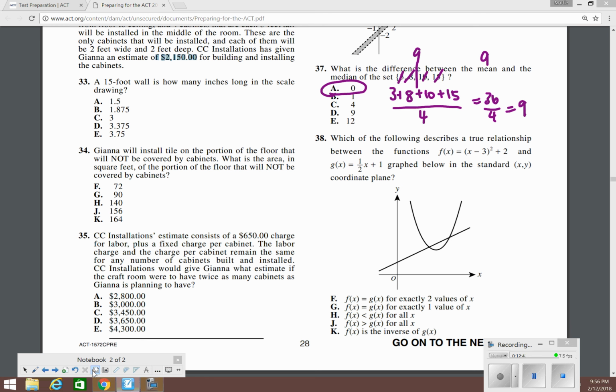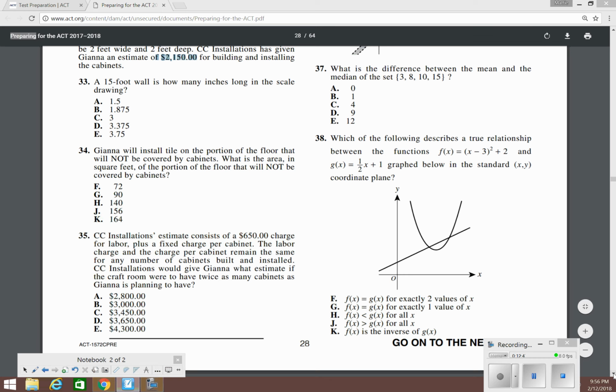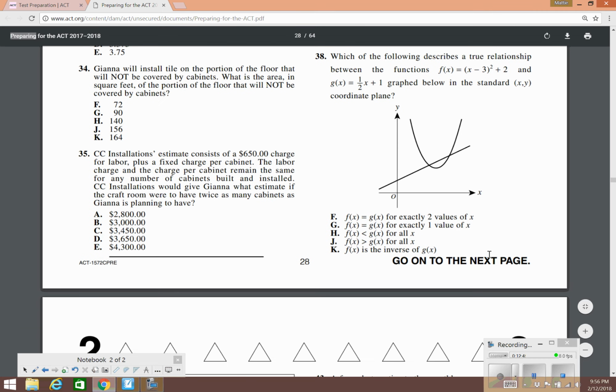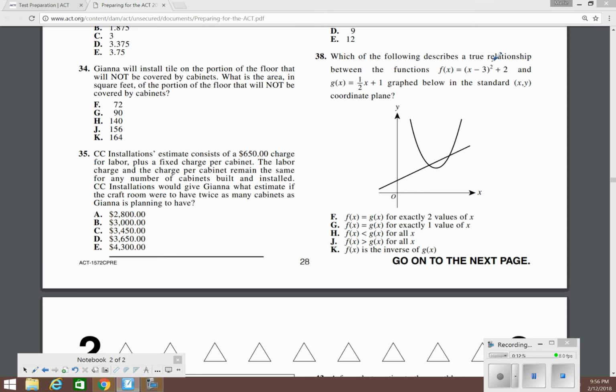Number 38 asks, which of the following describes a true relationship between the functions given? They're already graphed for us, so we really don't care what the functions themselves are, except to be able to tell which one is which on the graph. So f of x is a quadratic equation where your variable's being squared. That's that parabola, so this one's going to be f of x. G of x is a line in slope-intercept form. That's going to be this line down here. That'll be g of x.